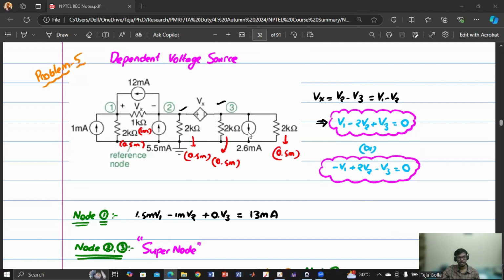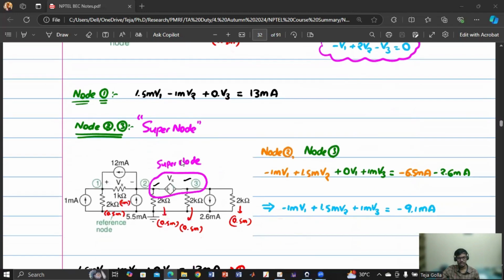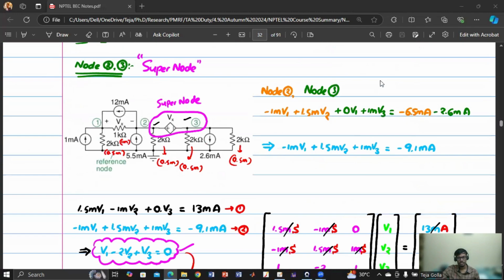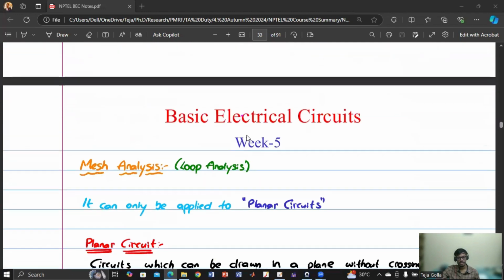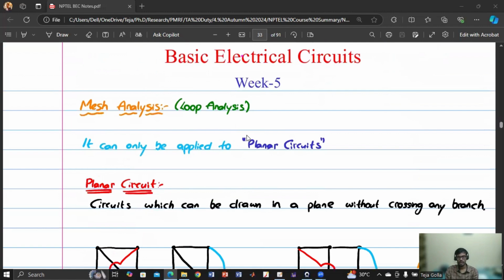And then we have the dependent voltage source. Dependent voltage source is also the same. You have to apply super node. One equation you will get directly from node 1. Another equation you will get from the dependent source Vx. And the third equation you will get from the super node. So once you have 3 equations and 3 unknowns, you can solve it. So until this, do you have any doubts?